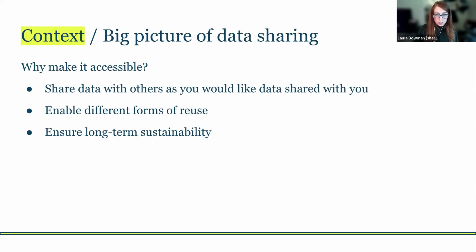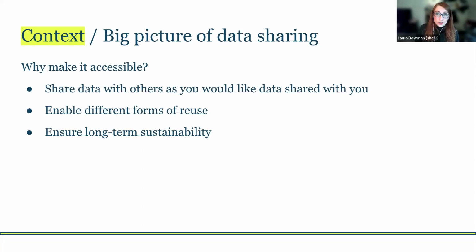And the goal of data sharing with preservation in mind is that in 10 years, when some sort of technology that I can't even think of is available, you'd be able to look back and use your data that you shared in 2024, and it's still usable at that point. And that kind of goes into ensuring long-term sustainability.